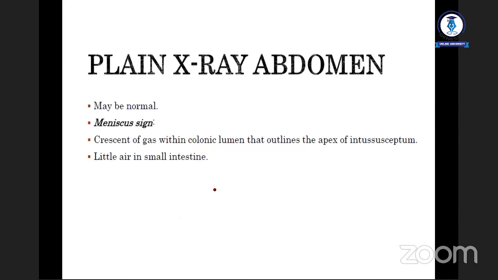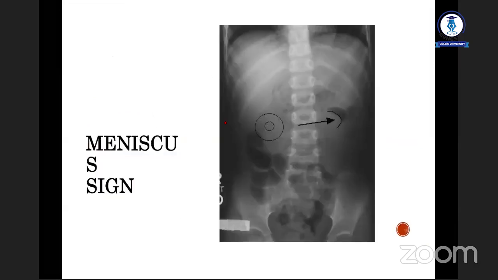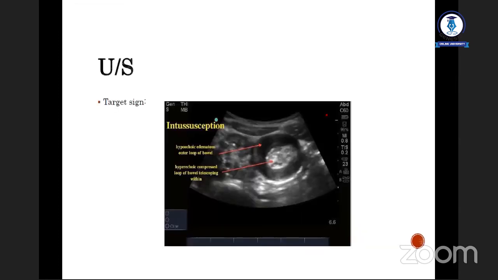Meniscus sign. Sometimes in the colon there's a crescentic gas shadow, something like this. This is called the meniscus sign, which is not very important. But the target sign is very important. The sign of Dance is very important. These are written in your book, so you have to learn those. Here, in the ultrasound, if you do a transverse section, you'll see it looks something like a target or a donut.